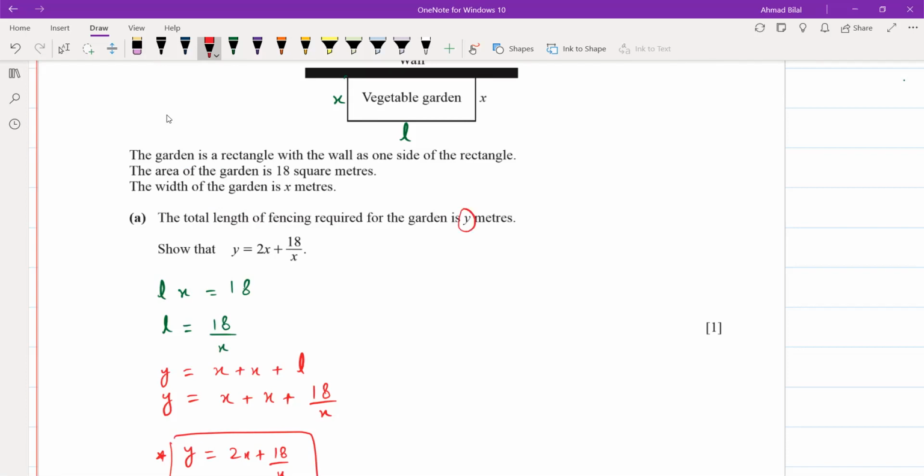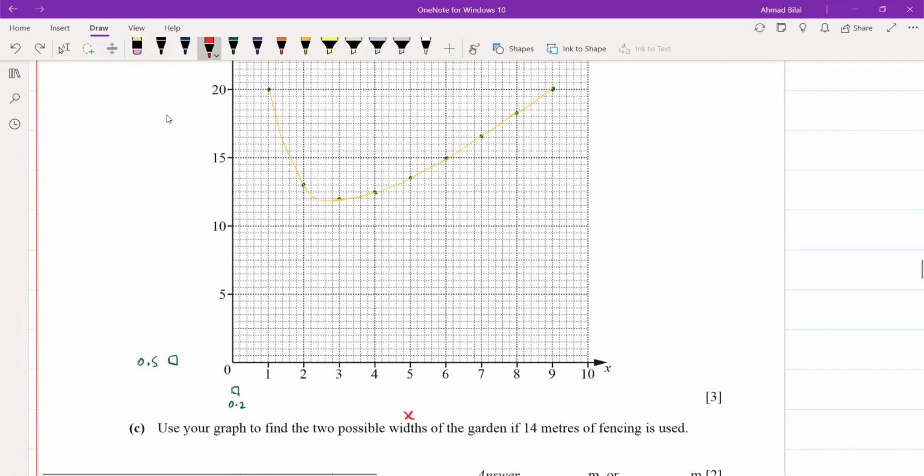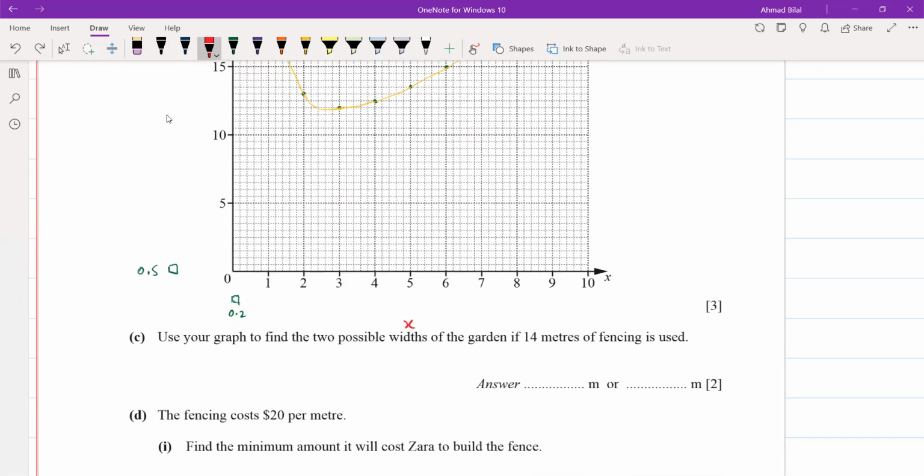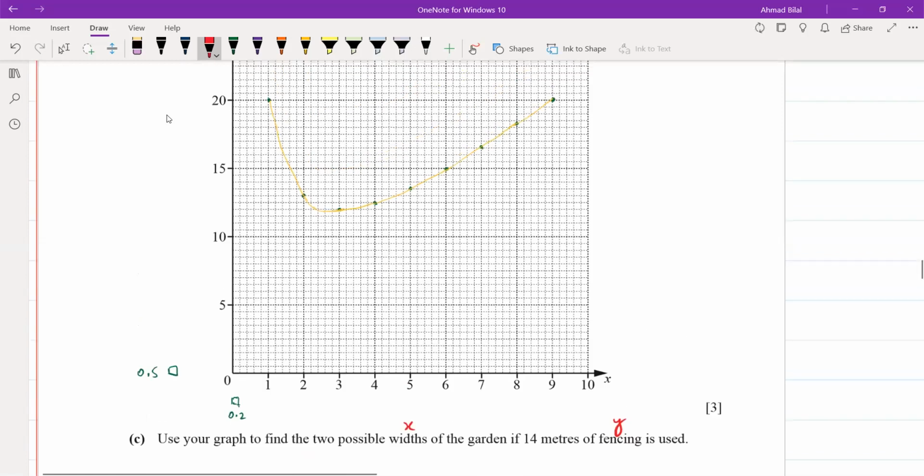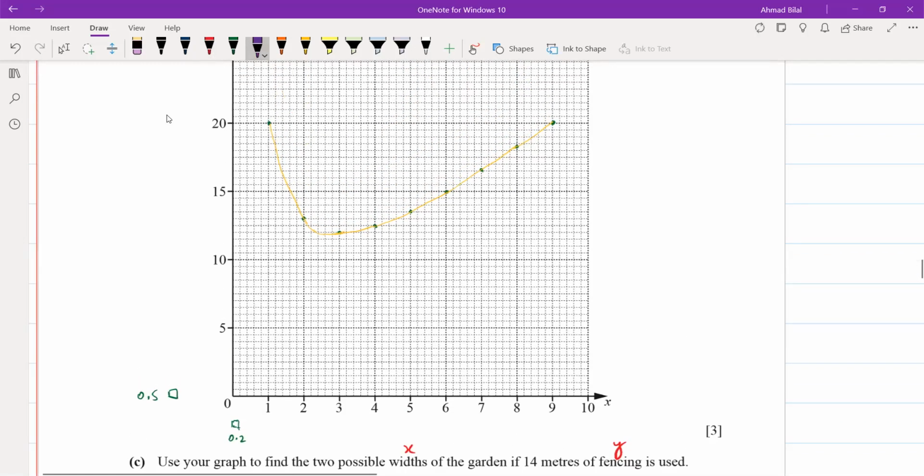So basically, this is y. When y is 14, you have to find the values of x. Where is y = 14? You go to the y-axis, y is 14 here, and you read the values on the graph.